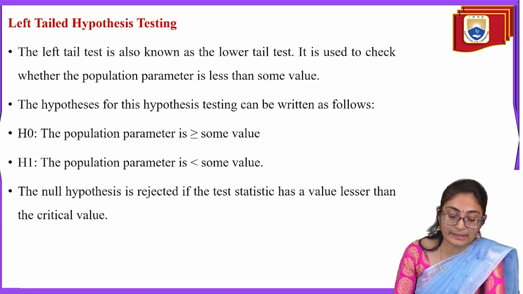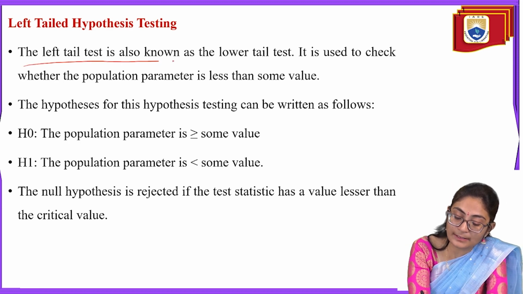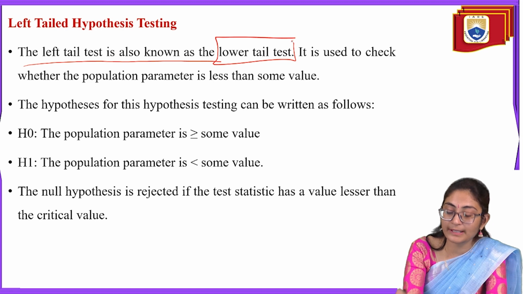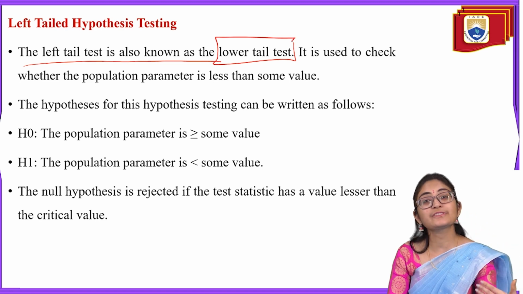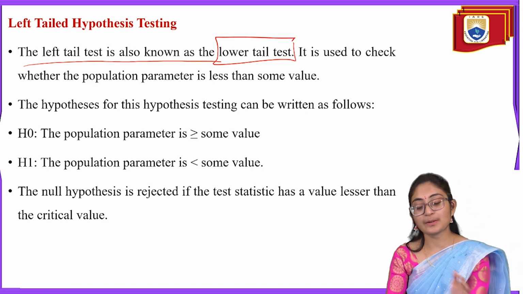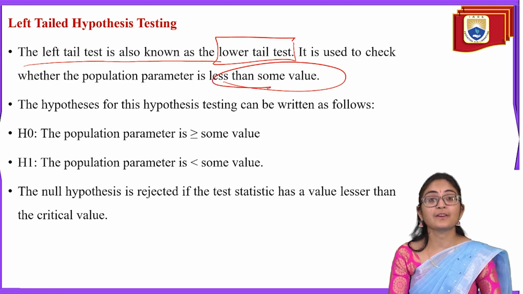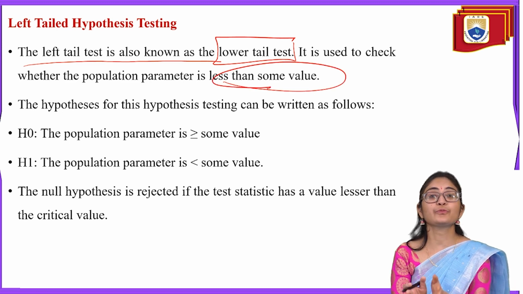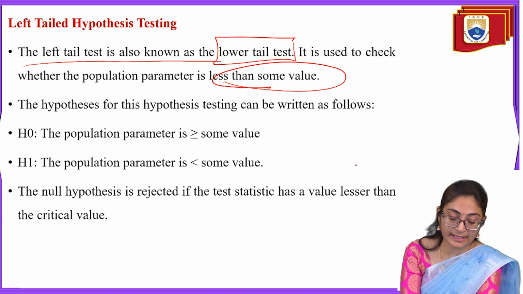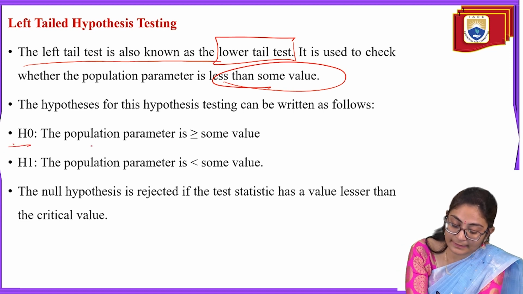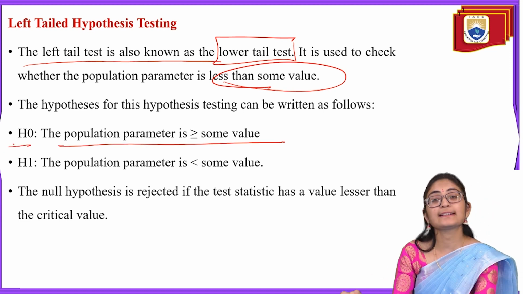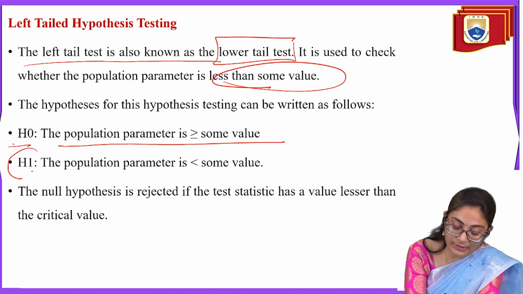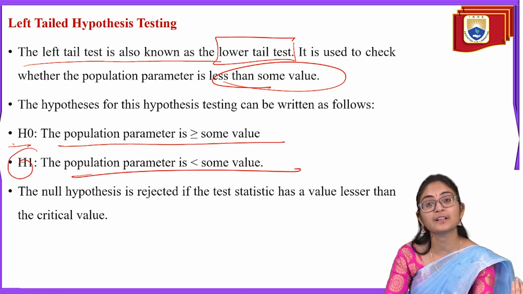Now, left tailed hypothesis testing. Left tail test is also known as lower tail test. And it is used to check whether a population parameter is less than some value. And the hypotheses for this testing can be written as H0: population parameter is greater than or equal to some value, H1: population parameter is less than some value.